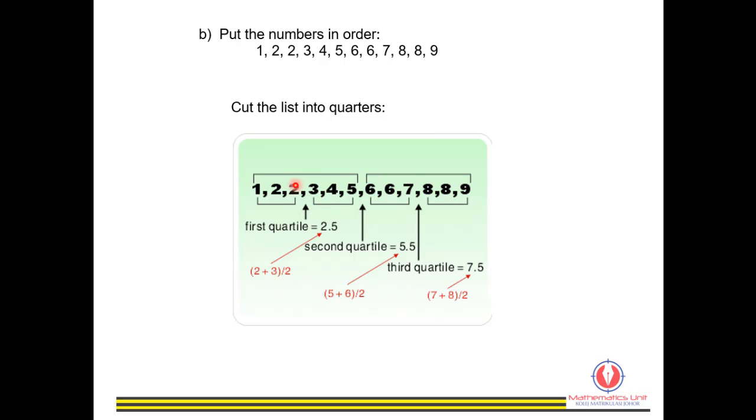How to find the midpoint? We just do 2 plus 3 over 2. So the first quartile is 2.5. The second quartile is 5 plus 6 divided by 2, so you get the second quartile is 5.5. And then the third quartile is 7 plus 8 divided by 2, so the third quartile is 7.5.